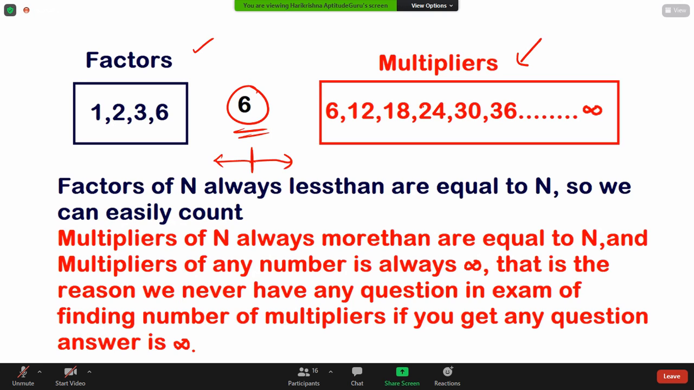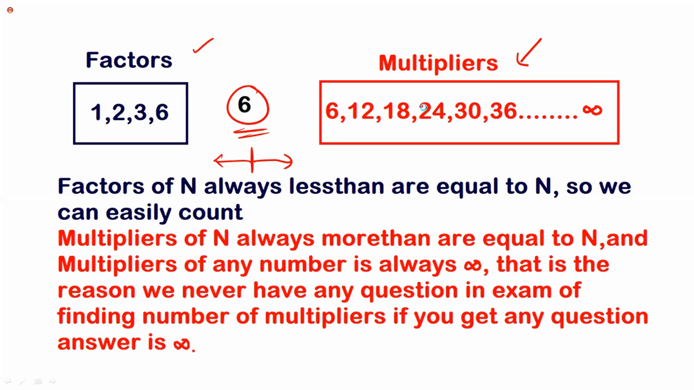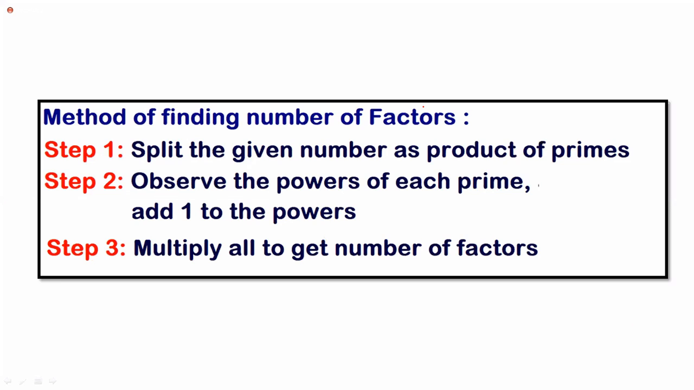So if you get any question to find the number of multipliers of any number, your answer choice is always going to be infinity. And there are some steps which we have to follow in order to find out the number of factors. So before we proceed with that, let me show you.